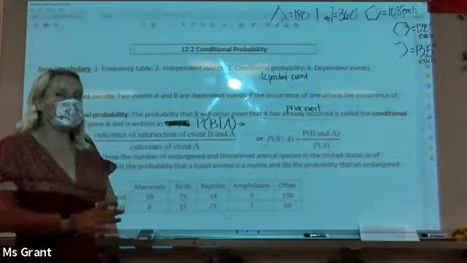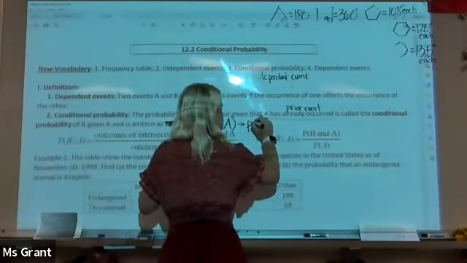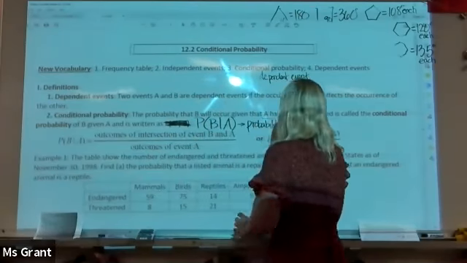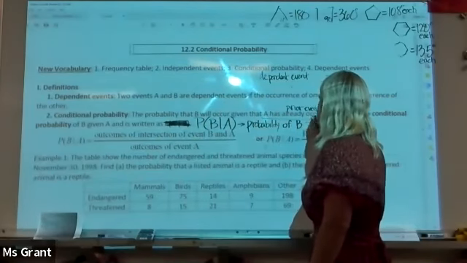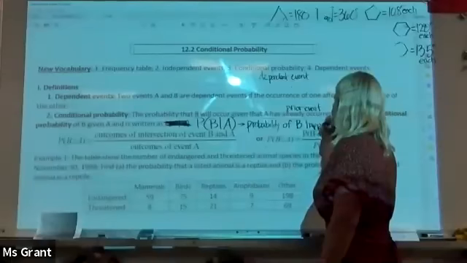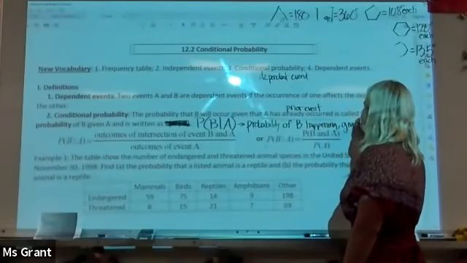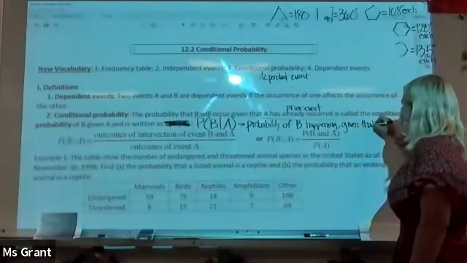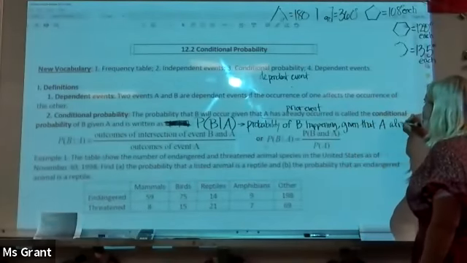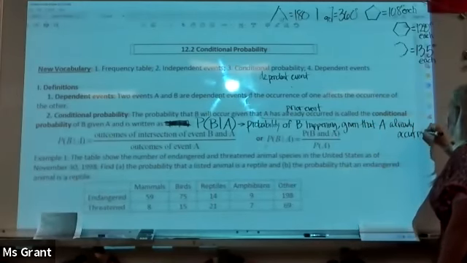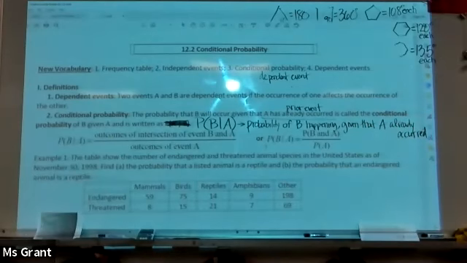So what's the probability of B happening? Let me write it in words. The probability of B happening given that A already occurred. The probability of B happening given A already occurred.